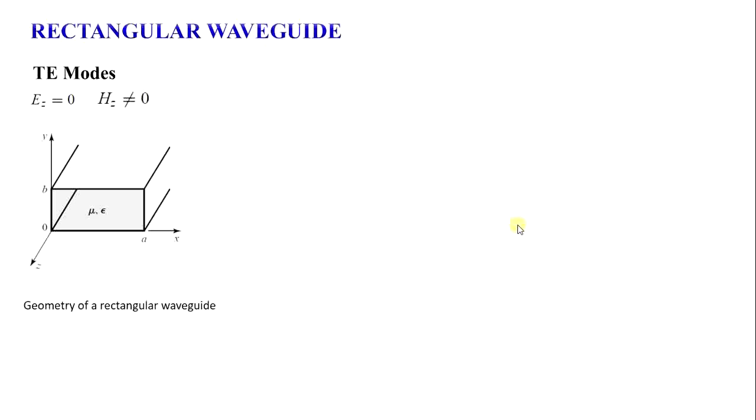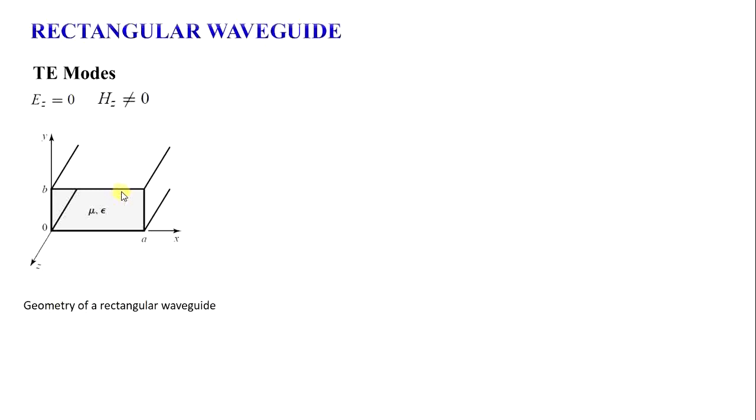This is the geometry of a rectangular waveguide. Here the waveguide is placed on the xy plane and the wave is propagating along the z-axis. First we will see the boundary conditions for this rectangular waveguide. You know, this Ez is longitudinal, so on every wall, that is the side walls and the top and the bottom wall, the Ez will be tangential. So the tangential component is 0 on any wall of this rectangular waveguide.